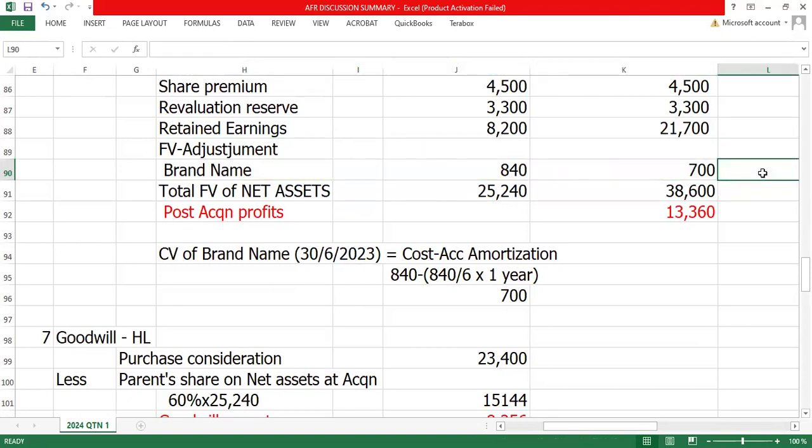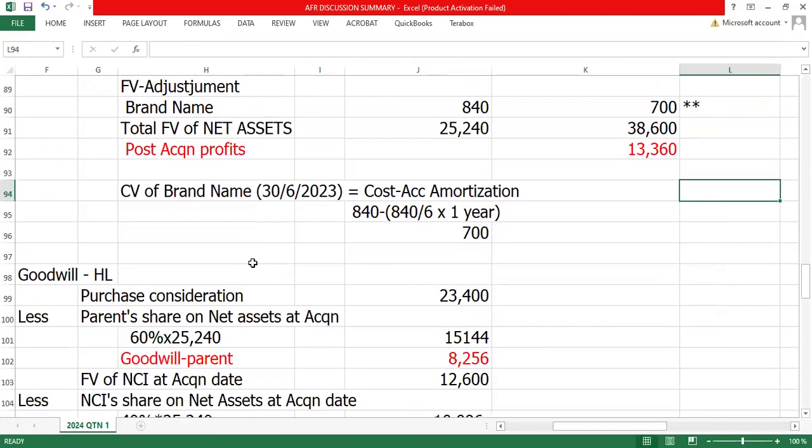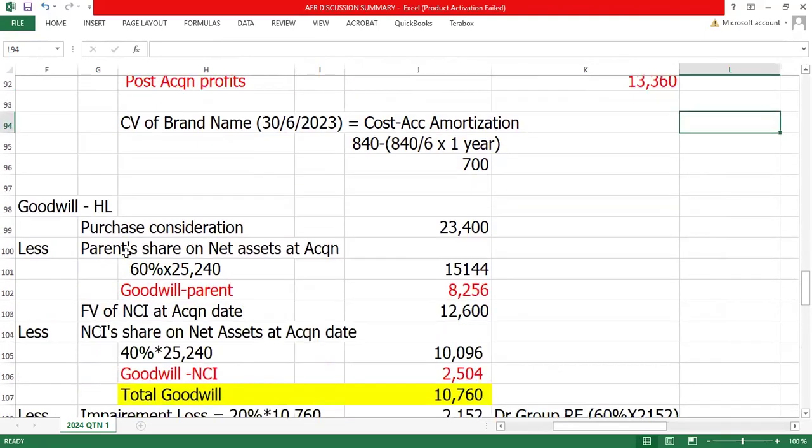Put a star here. There is something I have realized. Okay, I will comment on it. Remind me. Okay. And then let's continue.